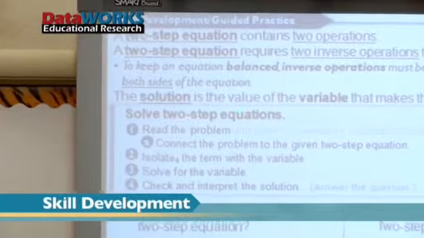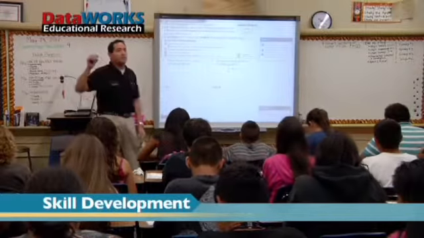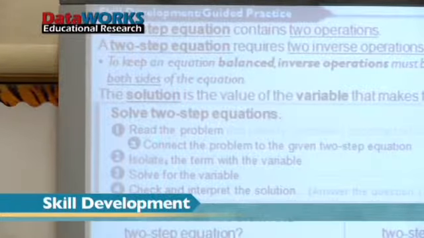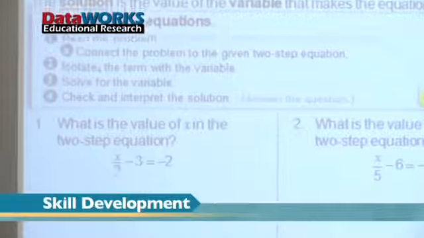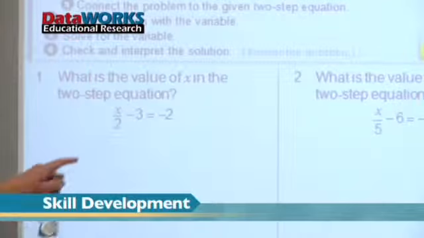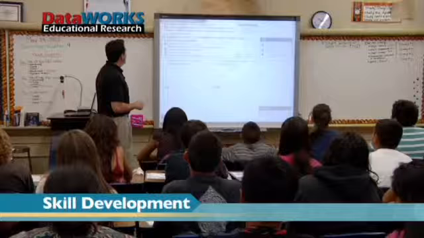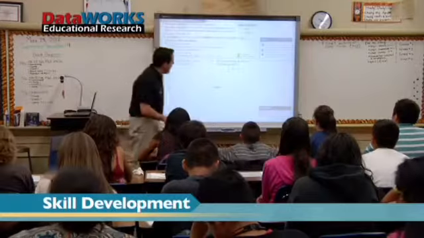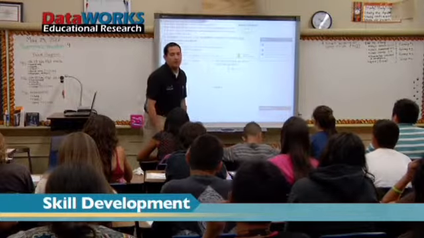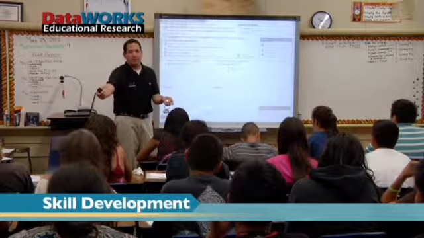Solve two-step equations. There's 4 steps to doing this. Number 1, read the problem. What is the value of x in the two-step equation? All right, I want to find x. Number 2, isolate the term with the variable. All right, isolate means separate. So when I say isolate, you say separate.